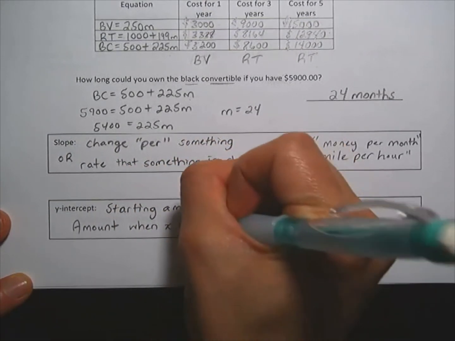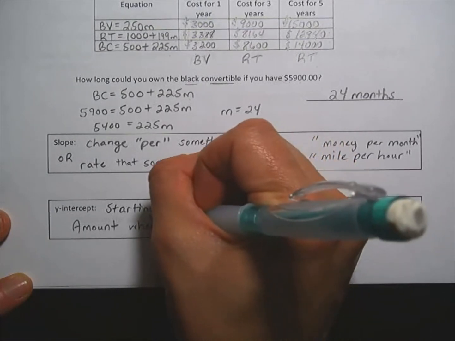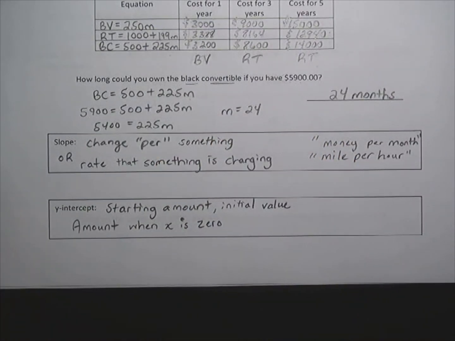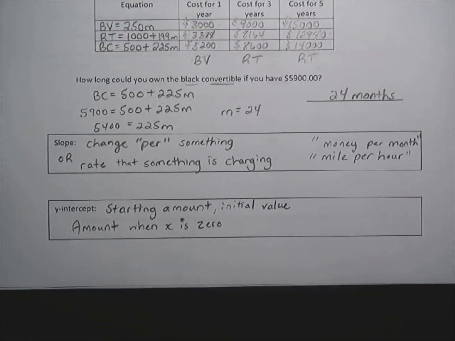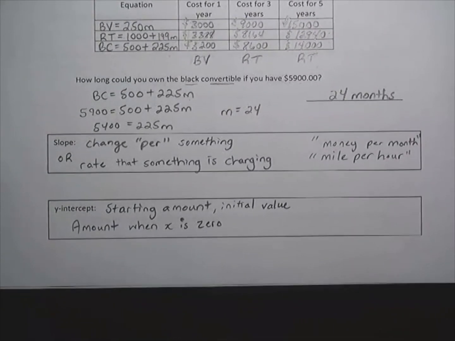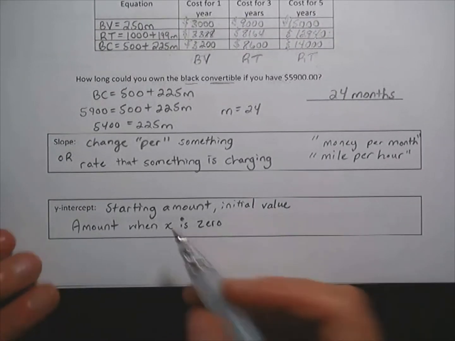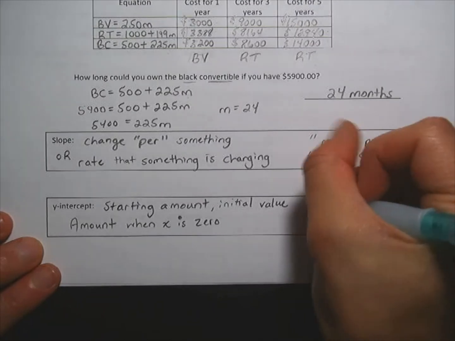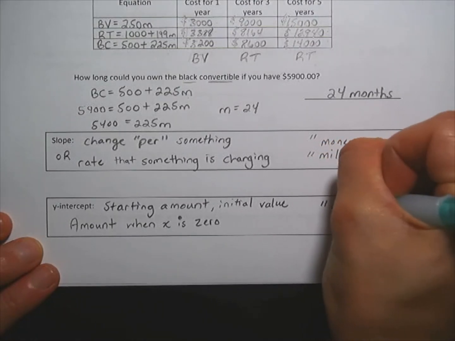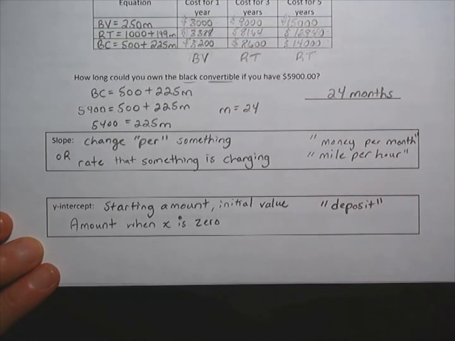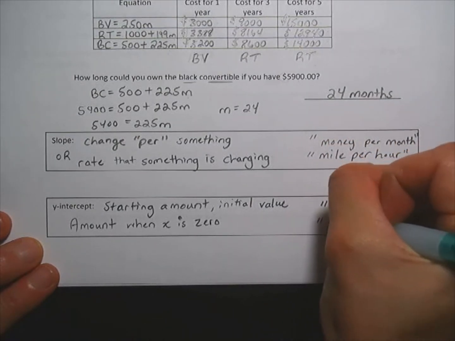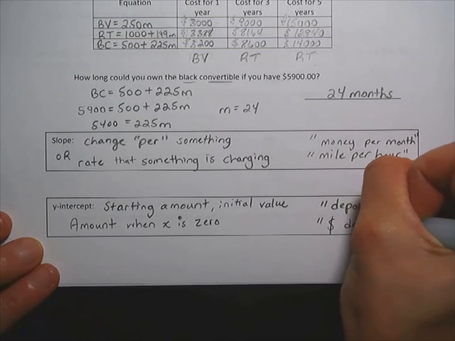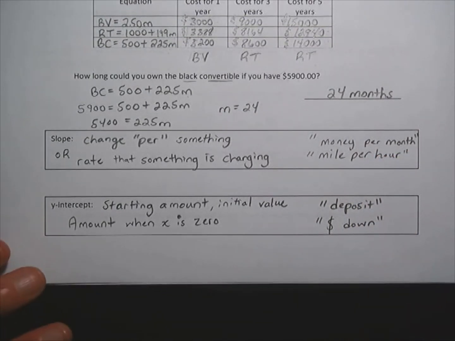So a lot of times in real world problems, the x value is kind of like your time. So you'll hear me talk about it's the amount that you start out with at time 0 before any time has passed. Okay. So in these problems that we just did, it was the deposit that you put down for the apartment. Or when you were buying a car, it's the money that you put down for the car. Okay.